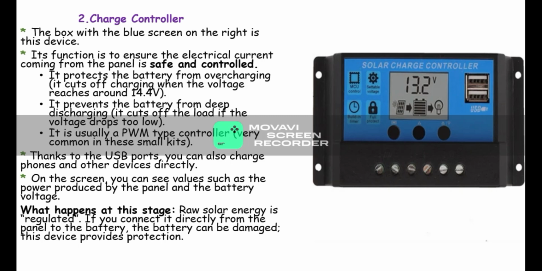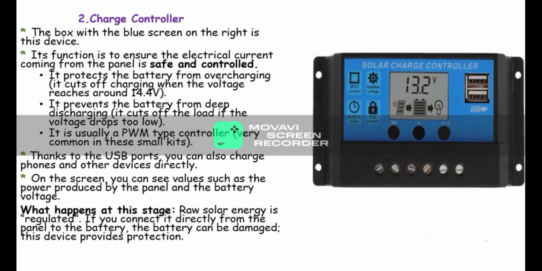The box with the blue screen on the right is this device. By the way, the reason why I call it charge controller or controllers is that the amount of charge controllers in a built-in system actually depends. In this system we use just one, but some other systems consist of more than one charge controller. Just in case you might use this information somewhere.